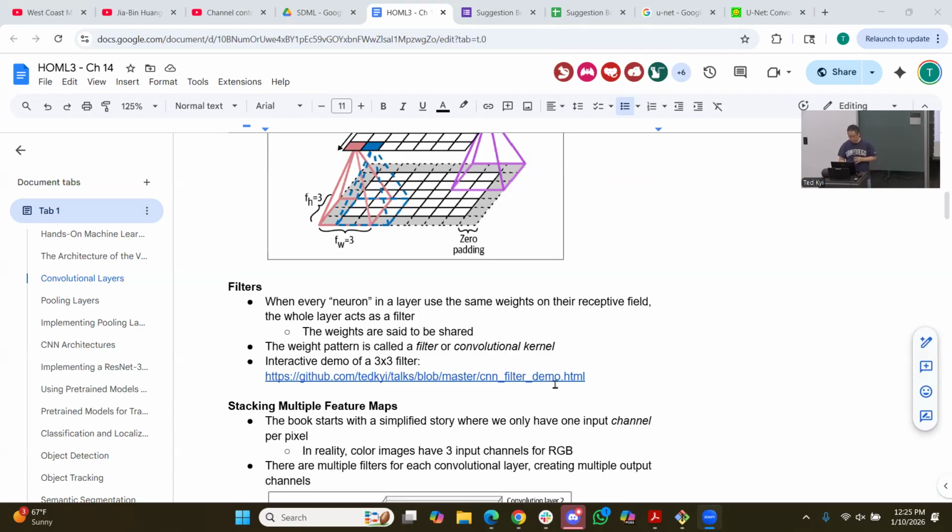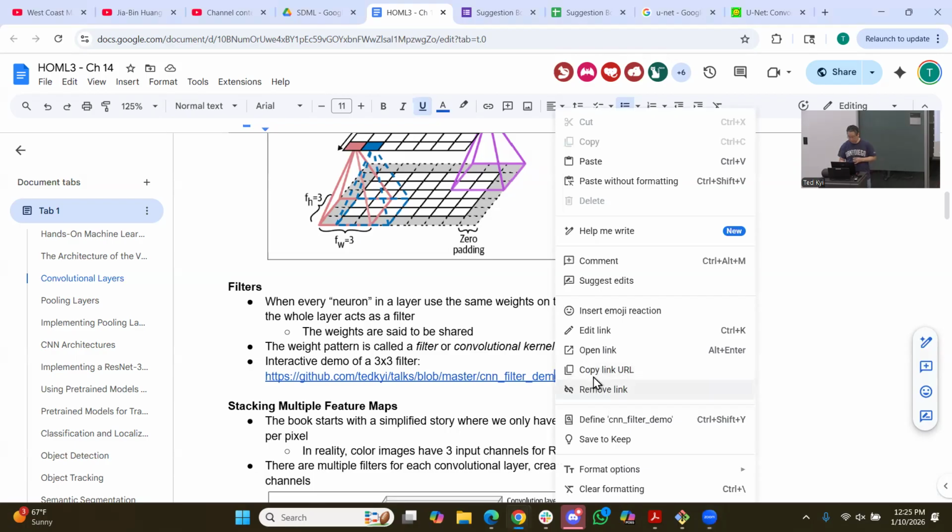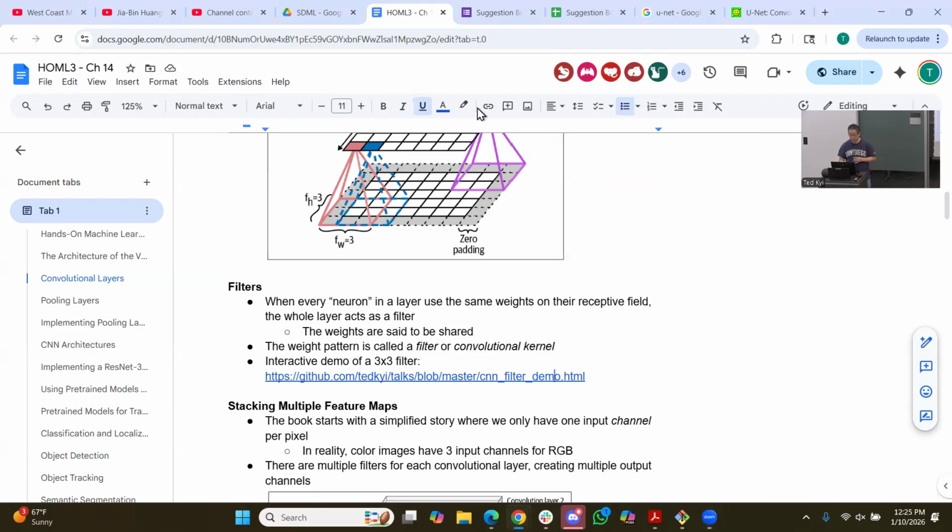Let me copy this link for the people online and paste this in the chat. If you want, you can download this onto your computer. It's just a single HTML page, self-contained. You don't need any libraries or installs or anything like that.